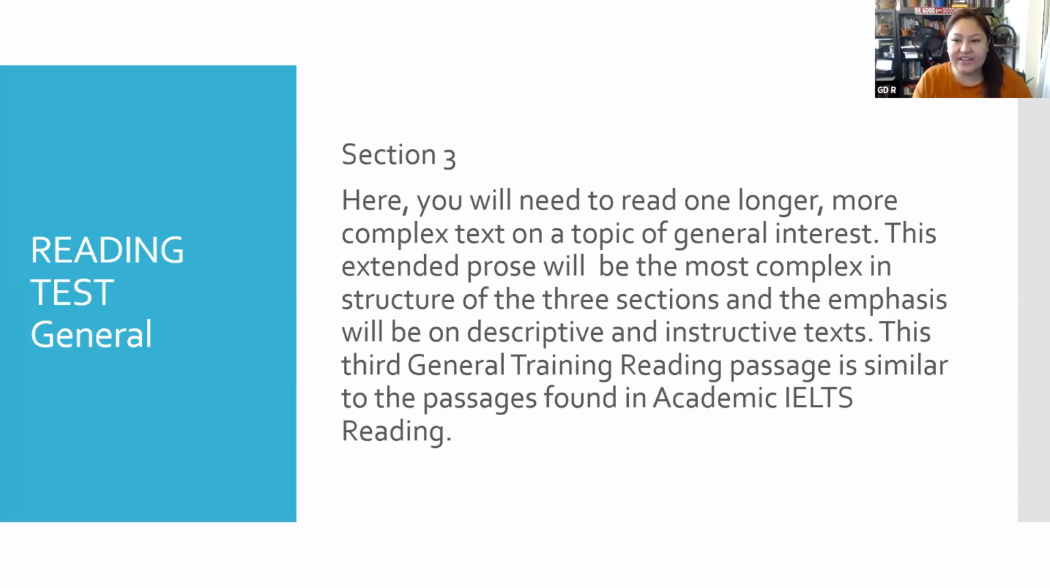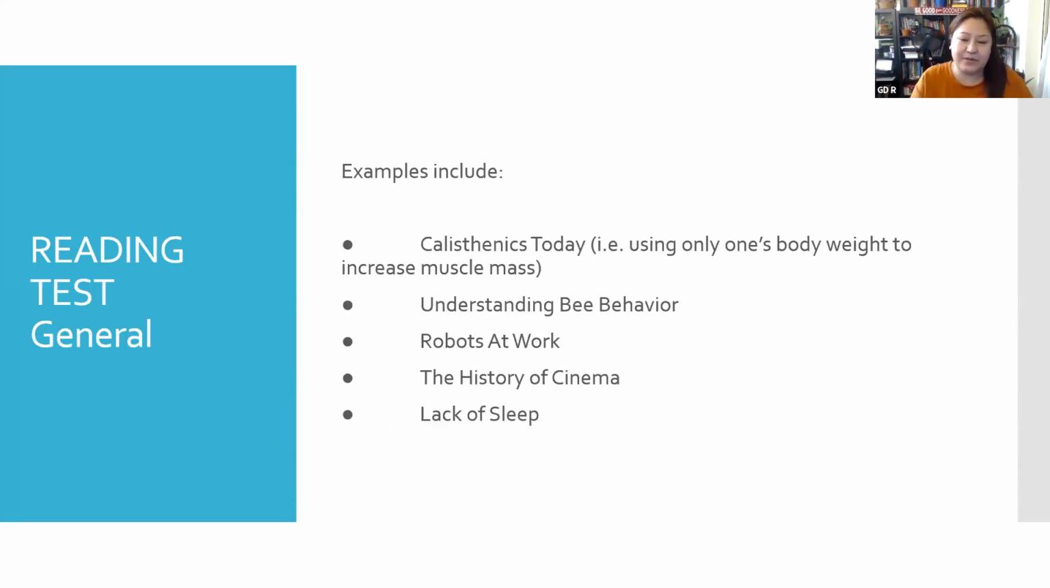So for section 3, they're longer. They would have topics relating to history, car history, printing, the general topics that you would read in an Economist magazine or Time magazine. So again, what are the examples that were given? Calisthenics today, so it's regarding health. Understanding bee behavior, so it's all about science. Science also, robots at work. The history of cinema, what happens when you lack sleep. Those are the kinds of topics that you would encounter during the exam.